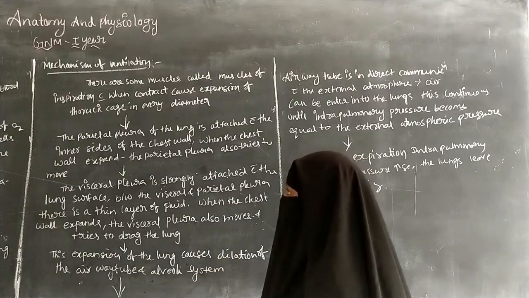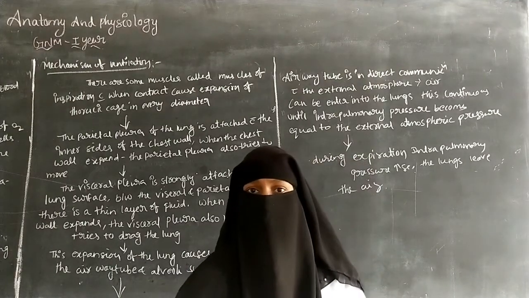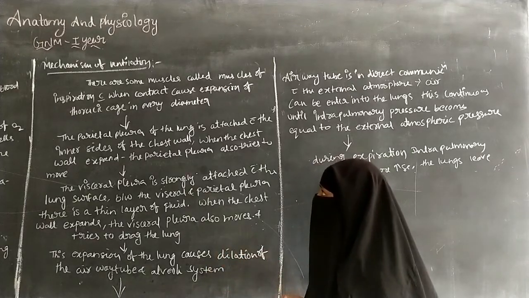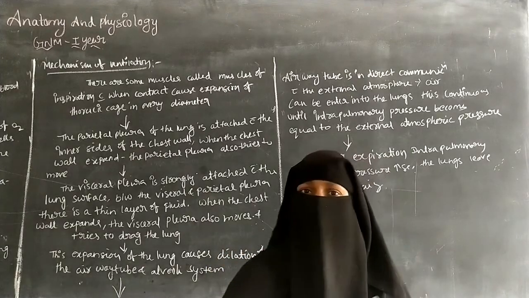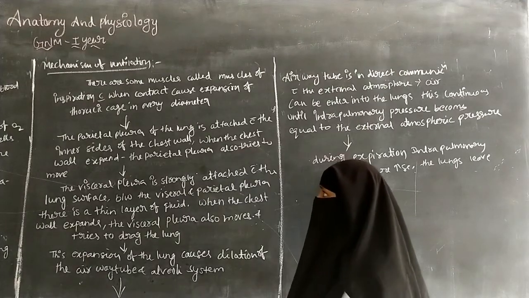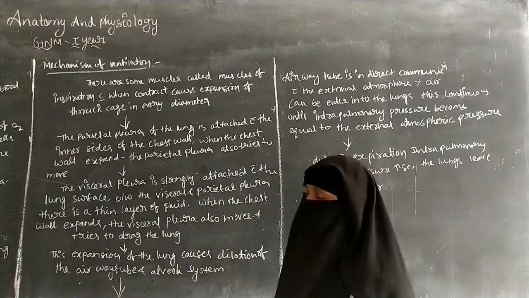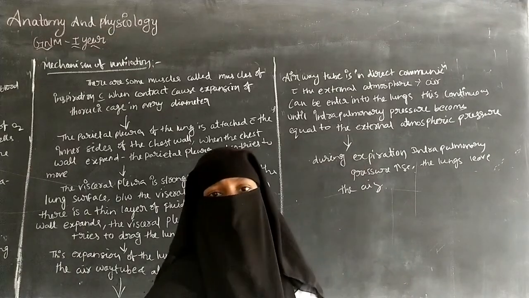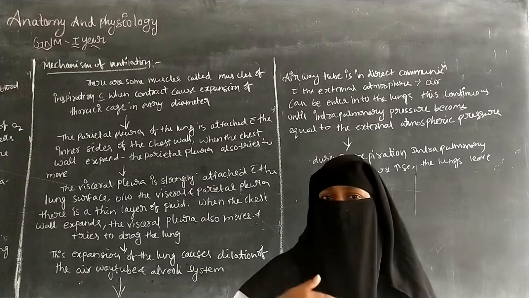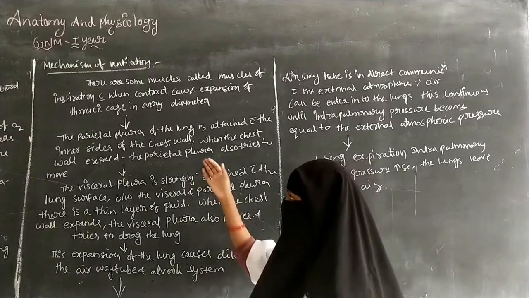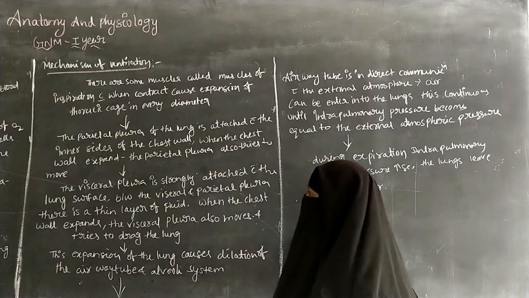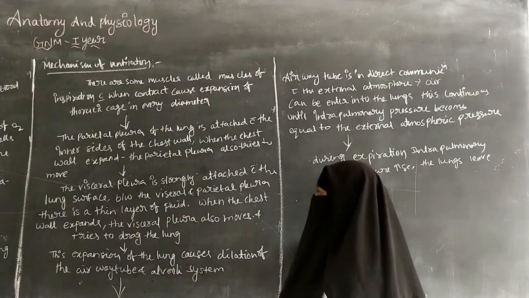Some muscles are involved in inspiration, and during inspiration the muscles contract and cause the expansion of the thoracic cage. Because of this expansion, the diameter between the lungs and the thoracic cage increases, and next, the parietal pleura of the lung is attached to the inner side of the chest wall.